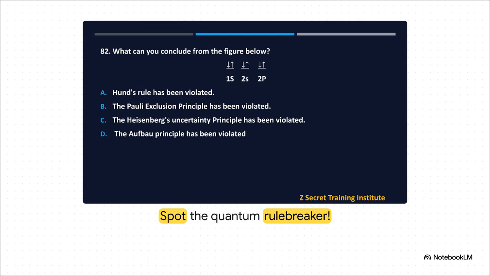Take a close look at this diagram. We see electrons represented by these little arrows filling up the 1s and 2s orbitals perfectly fine, but look closely at the 2p orbital. Instead of placing one arrow in each of the available boxes, they've jammed 2 arrows into the very first box while leaving the third box totally empty. They completely skipped claiming their own empty rooms. Therefore, as the first option correctly states, Hund's rule has been completely violated here.